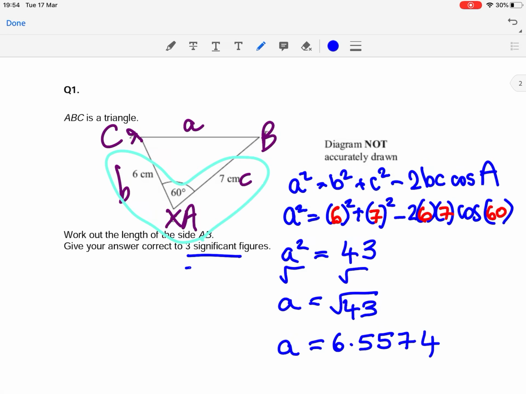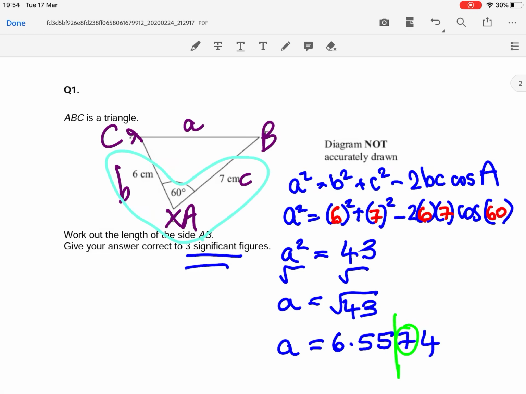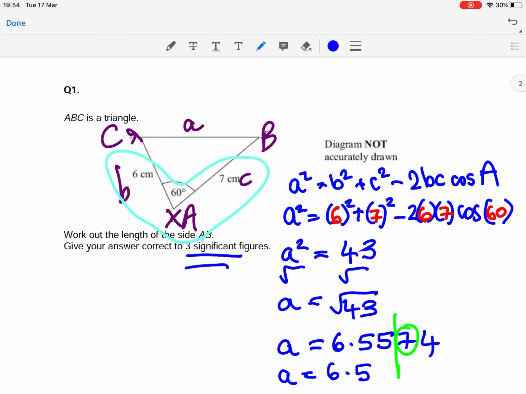The question then asks for 3 significant figures. So if I'm doing 3 significant figures, I'm counting 3 numbers, starting with a non-zero number at the start. So 1, 2, 3. Draw the line. I'm looking at that 7 and I need to decide, am I going to be rounding up or am I sticking with it the same? So in this case, this is telling me to round up. So I'm going to finish my answer by saying this is 6.56. So my final answer here is 6.56 centimetres.